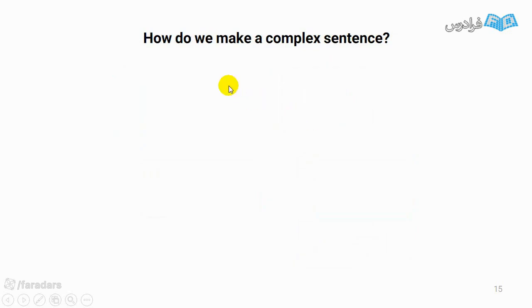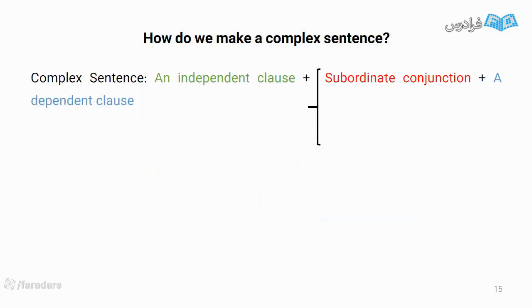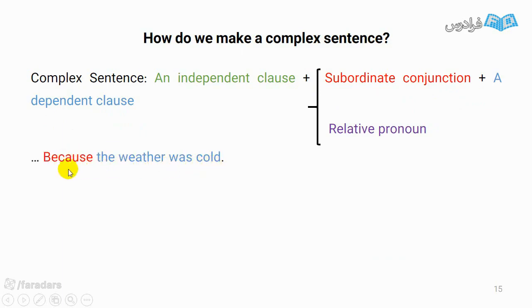Let's check how we make a complex sentence. Okay, it's not as complex as its name. We need exactly three parts: an independent clause, plus a subordinate conjunction or a relative pronoun, and a dependent clause. Let's check. Because the weather was cold. When I say this sentence, you are waiting for what? What is going on? It's not completed. The idea is not completed, although it has a subject and a verb.